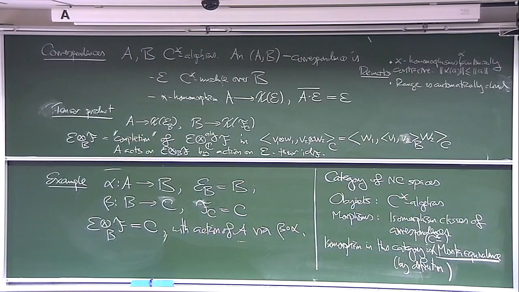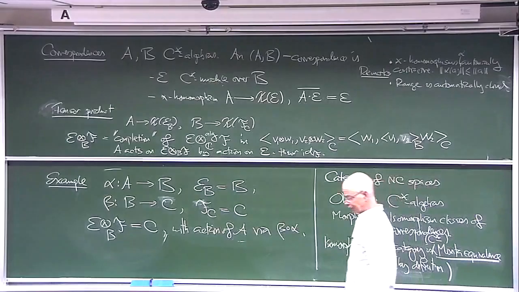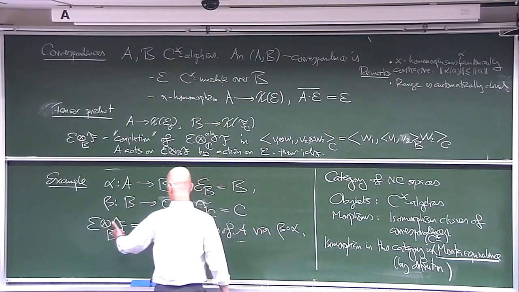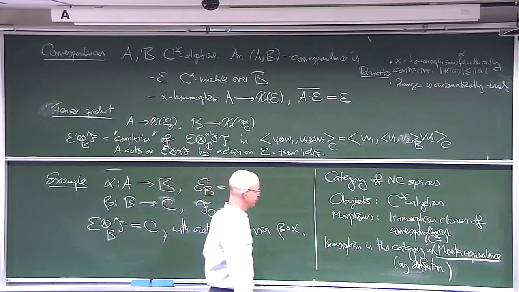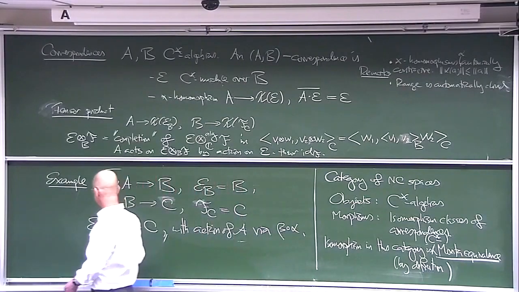Morita equivalence, however, is kind of boring. It turns out that two commutative C-star algebras are Morita equivalent, just like in ring theory, if and only if they're isomorphic as commutative C-star algebras. But the morphisms are much more interesting. For example, I could build a correspondence from C of x to itself in a very interesting way. Maybe I'll just put in an example.